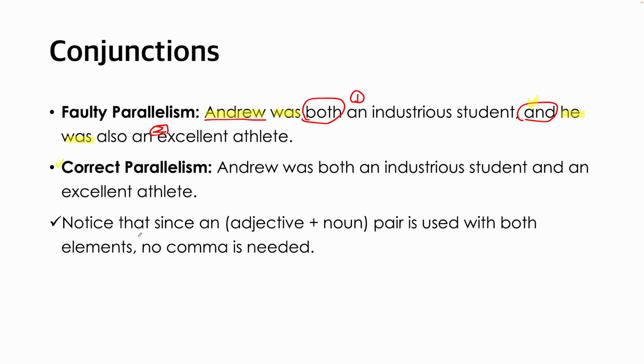And also here, please notice that since an adjective plus noun, an industrious student and an excellent athlete, this pair is used with both elements, so a comma is not needed in the second structure, right? And also when you use the comma, we talked about the comma splice before, and I emphasized that the use of the comma has a meaning.